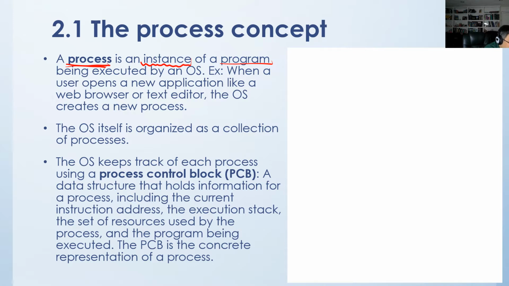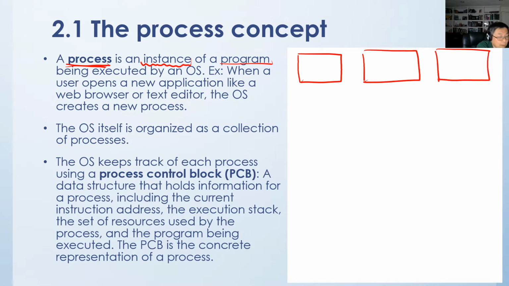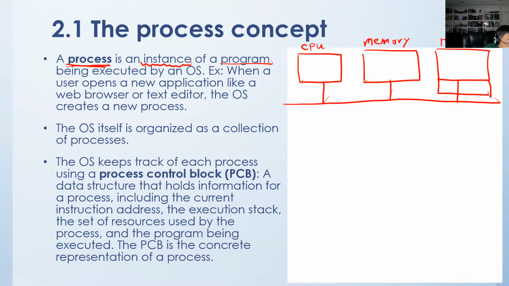Let's say we have a computer system. A computer system has a couple of components: CPU, memory, and let's say a hard disk. These components are connected through the system bus. The hard disk is actually connected to the system bus through a disk controller.